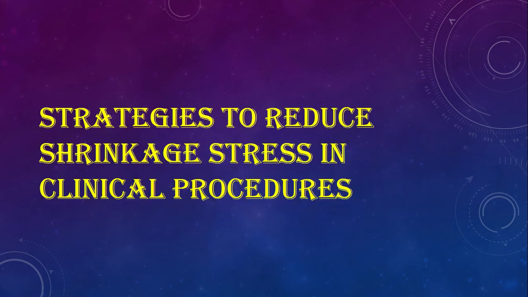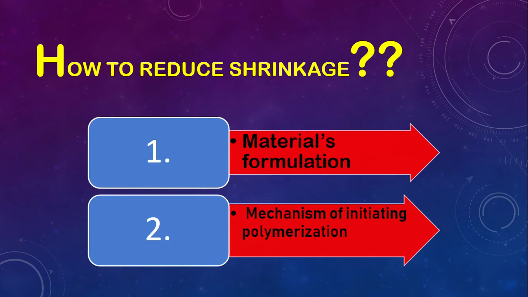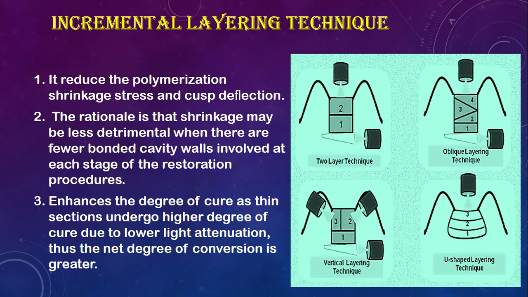So what are the strategies to reduce the shrinkage stress in clinical procedures? Either to change the material formulation or the mechanism of initiating the polymerization. The first one that is commonly used is the incremental layering technique. What we do in the incremental layering technique is that instead of placing the composite in one shot, we place the composite layer by layer, either in an oblique layering technique, U-shaped layering, vertical, or in the two-layer technique.